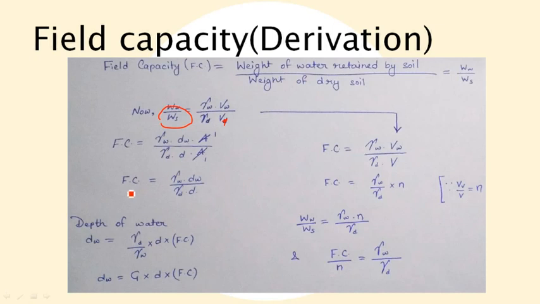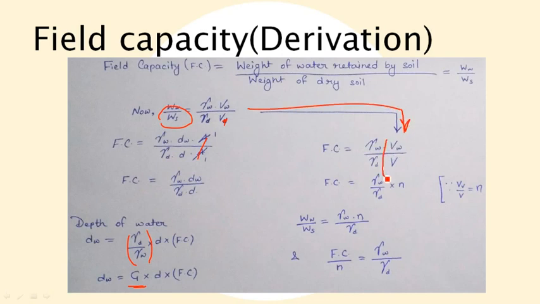Field capacity equals gamma w dw upon gamma d into d. After cancelling these, the final formula comes out to be dw equals gamma d upon gamma w into d into FC. And gamma d by gamma w is nothing but the specific gravity, so we can also use it like this. And from here we can also derive the relationship between field capacity and porosity.